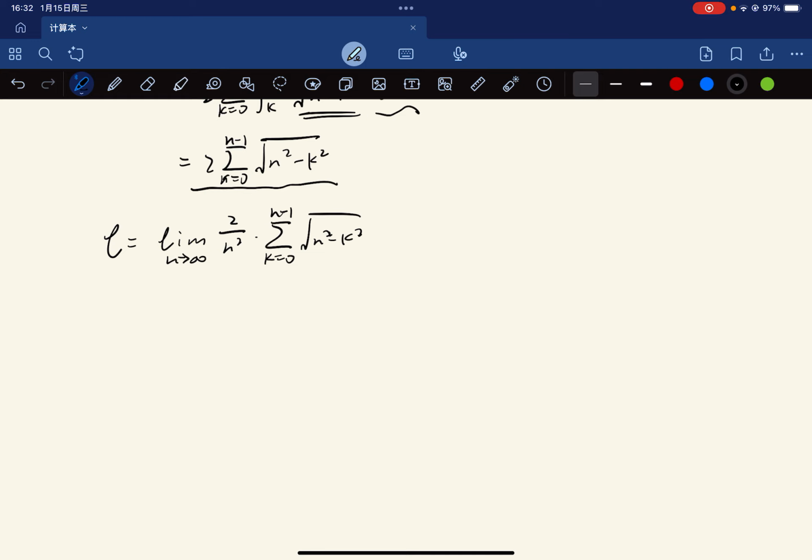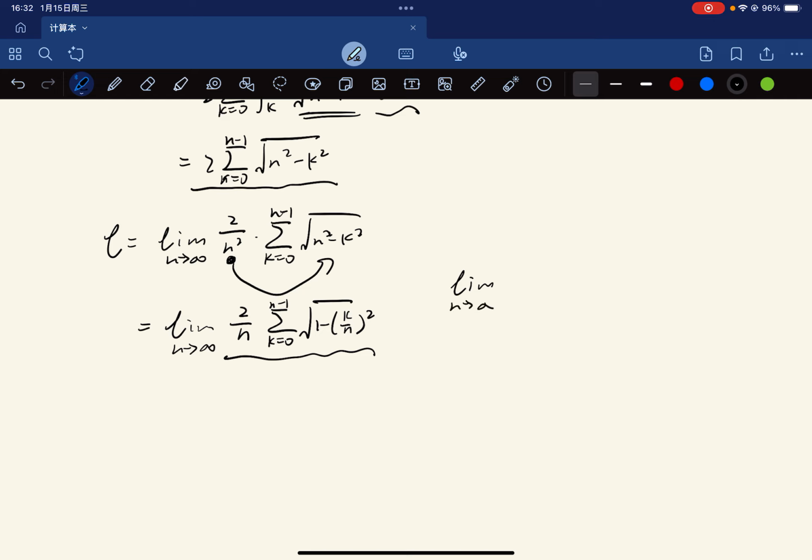So our next step is to factor n out of this summation. Then we'll get the limit as n tends to infinity of 2 over n, and the summation is k equals 0 to n minus 1, and the inside is the square root of 1 minus k over n, squared. And we do this because we want to construct the form like this one. That is, if we have the limit as n tends to infinity of 1 over n times the sum from k equals 0 to n of f of k over n, this is called a Riemann sum.